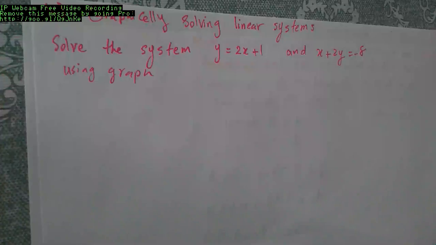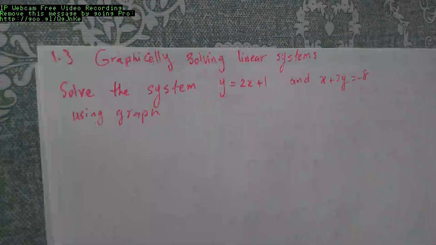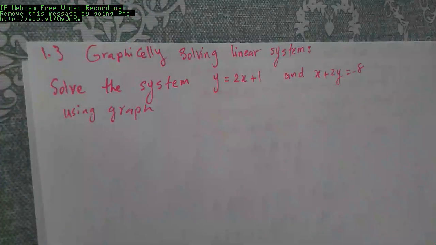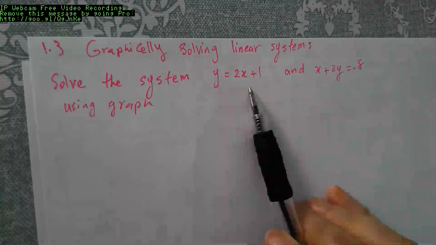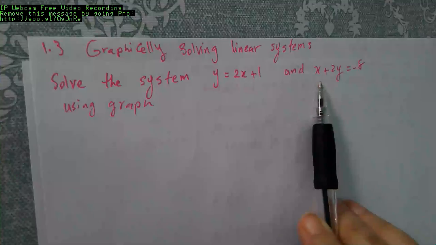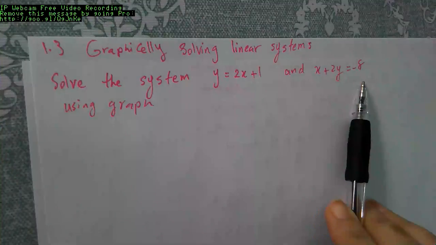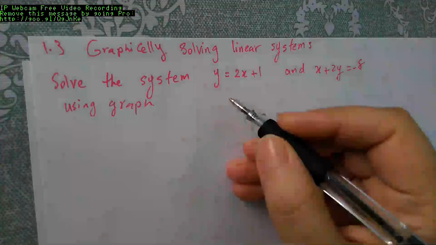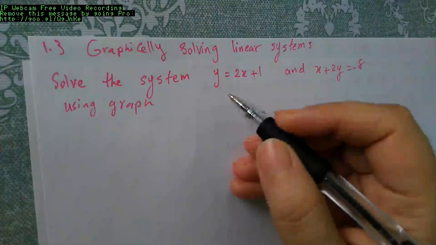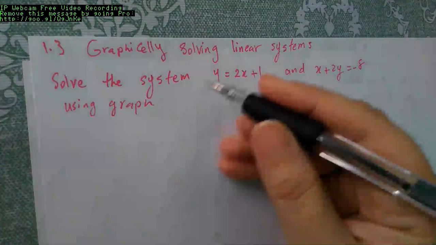Okay, so this lesson is graphically solving linear systems. The linear system I have: one of them is y is equal to x plus 1, and another one is x plus 2y equal to -8. I want to graph them separately and then find a point of intersection. To graph this, I want to find the x and y intercepts.